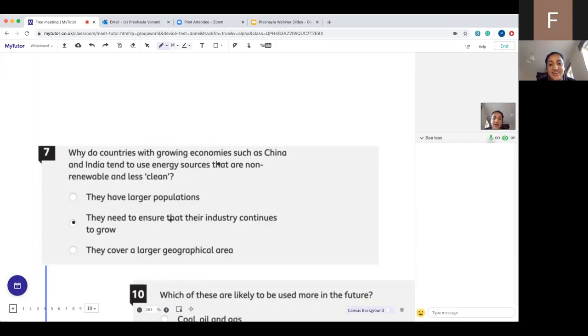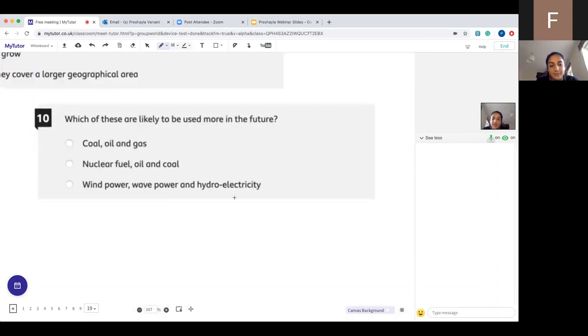So they need fast, reliable, powerful energy resources, and they don't tend to care about the environmental damage that has. Fossil fuels are really highly used in China and India because they're powerful, they're fast, and they're reliable. So they can power their economy.